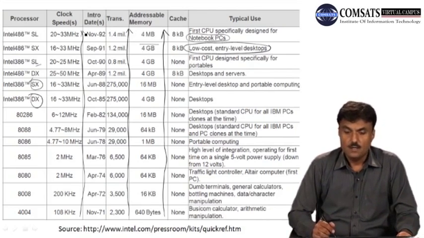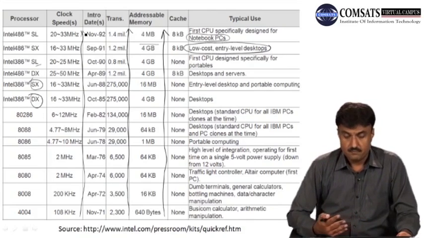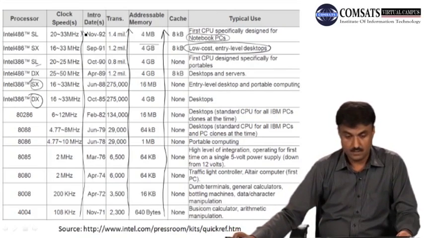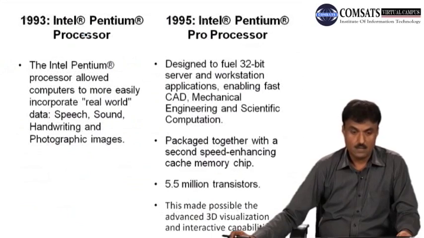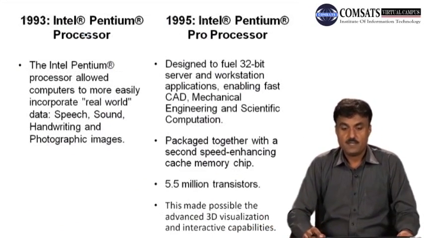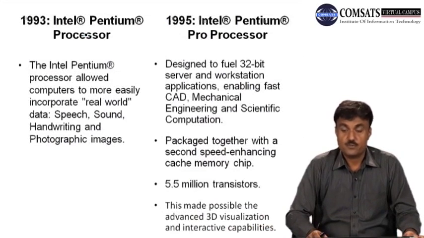Now this is the complete lineup before the 486, the initial microprocessors. After that there was another lineup called the Intel Pentium processor, then the Intel Pentium Pro processors.